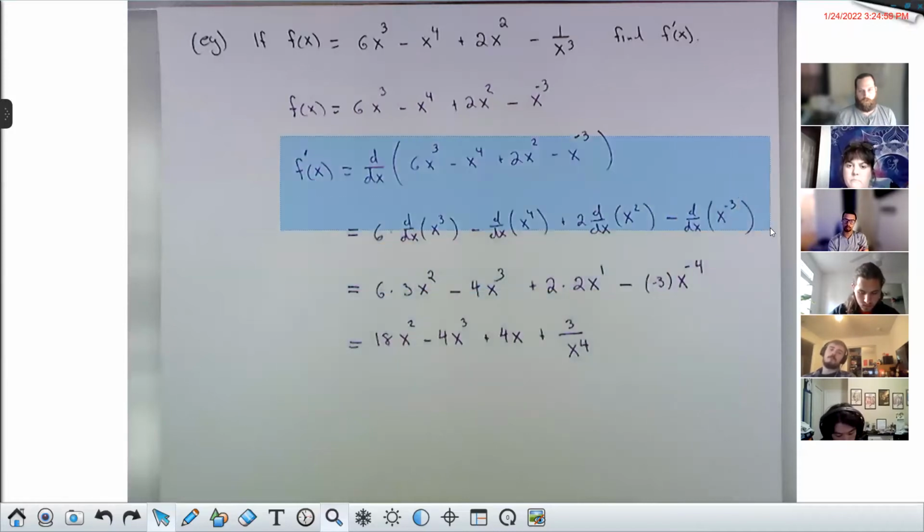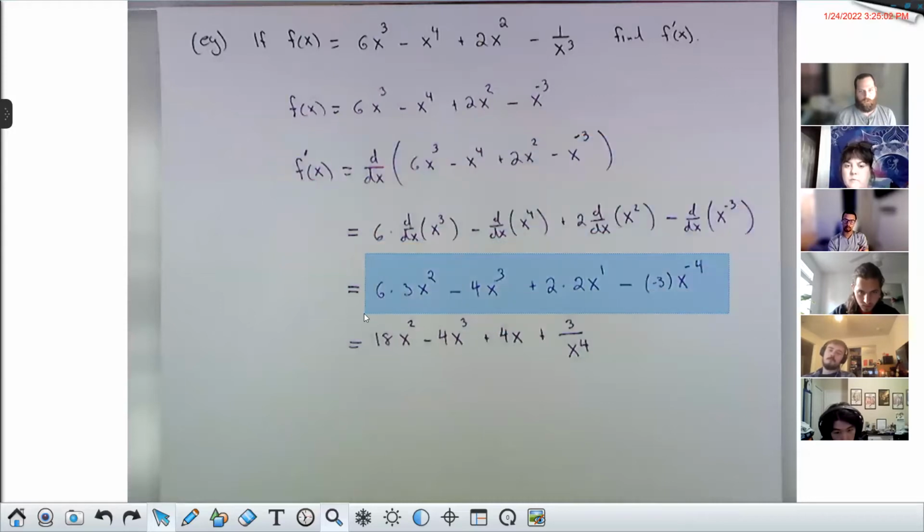Usually when you take derivatives like this, you will not write out all these steps. Usually you would just jump to this.